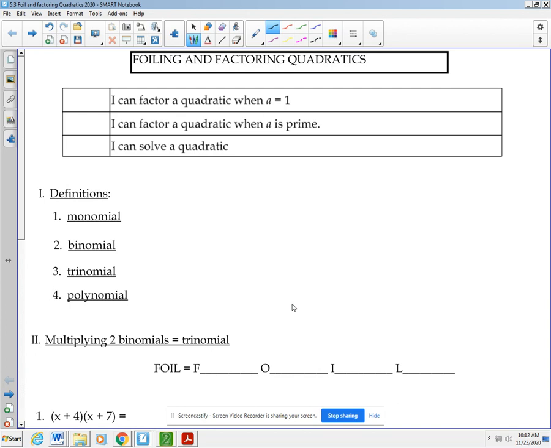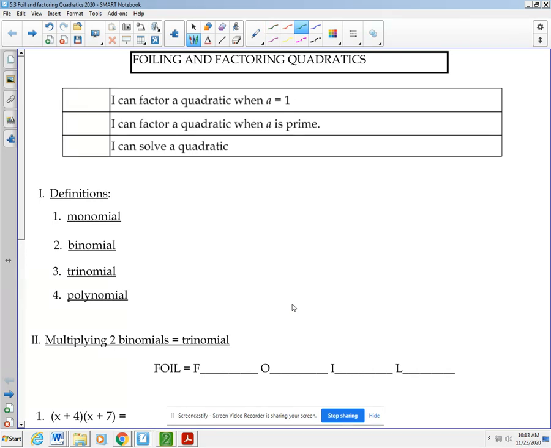Hello students, welcome to section 5.3 and the topic for today is foiling and factoring quadratics. Probably the most important section in chapter 5, and probably in algebra 2. So the objective for today is I can factor a quadratic when a is equal to 1, I can factor a quadratic when a is prime, and I can solve a quadratic equation.